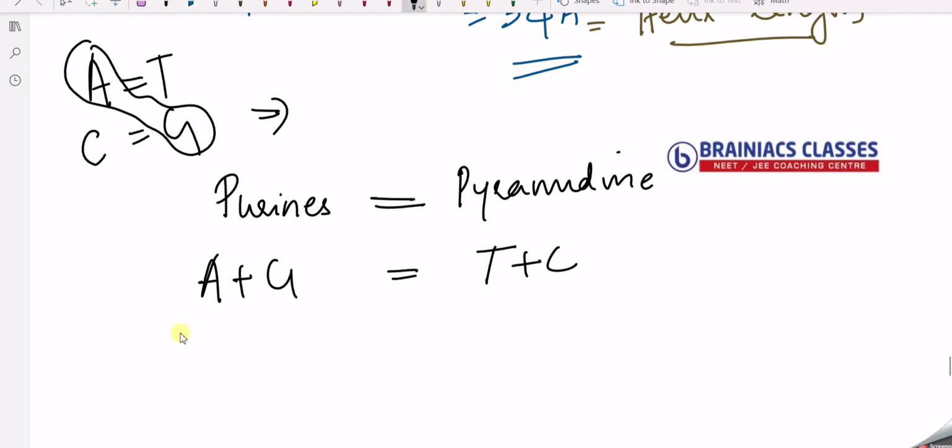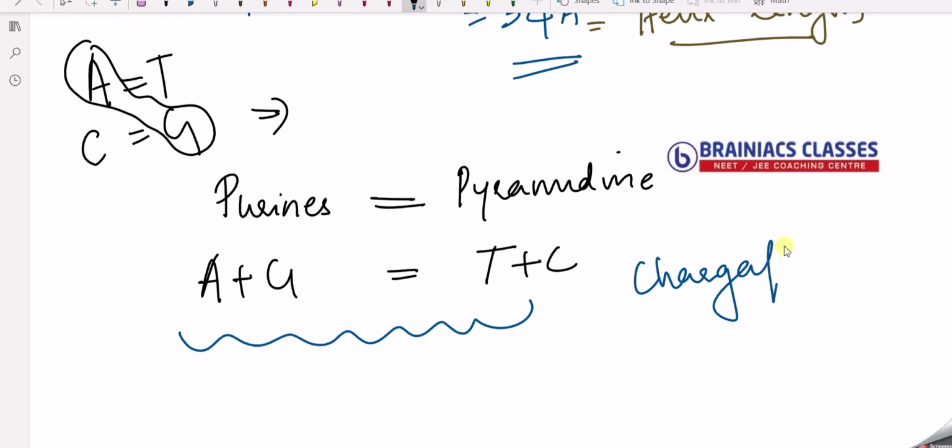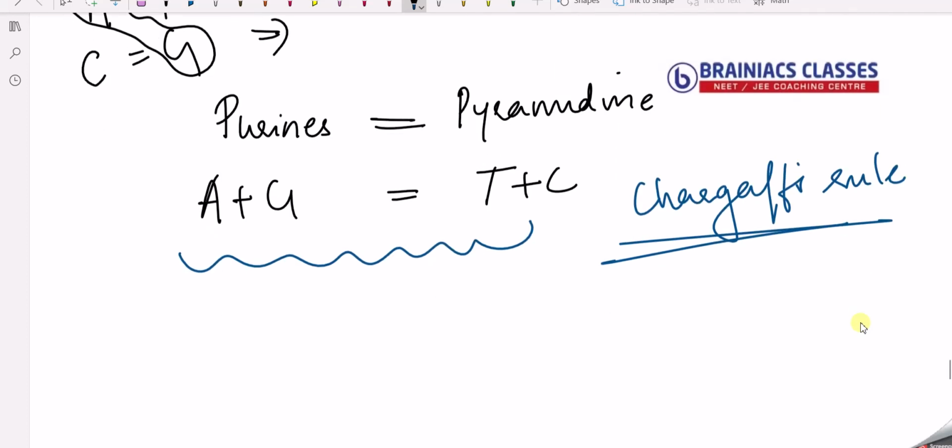What is the name of this rule? This is called Chargaff's rule. And this will be universally constant. If you take any species, any organism, the number of purines will be equal to the number of pyrimidines.